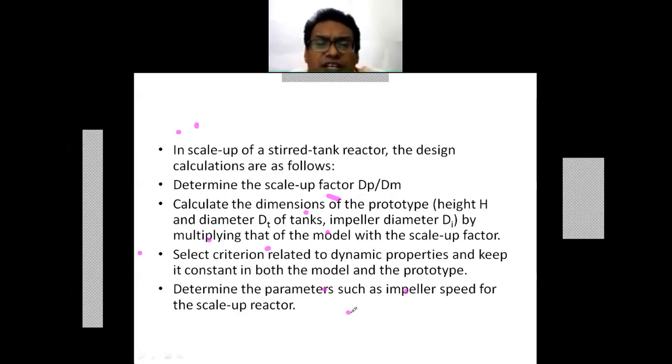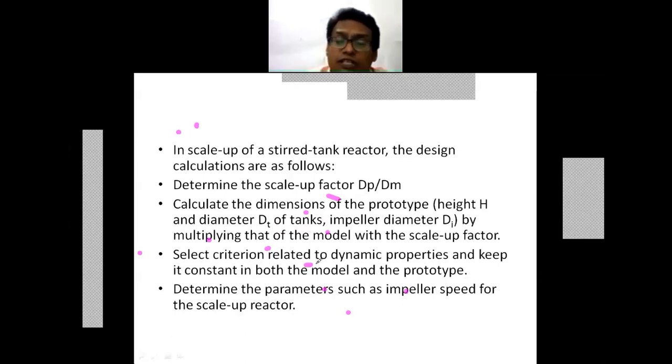Then select certain criteria related to the dynamic properties and keep them constant in both the model and the prototype. Here we have to select certain criteria related to the dynamic properties, because whenever we talk about dynamic properties, there are three numbers, that is the Reynolds number, Prandtl number, and Froude number, so it becomes more and more difficult for the parameters to follow this dynamic similarity, because different terms are involved everywhere. So determine parameters such as the impeller speed for the scaled up reactor.